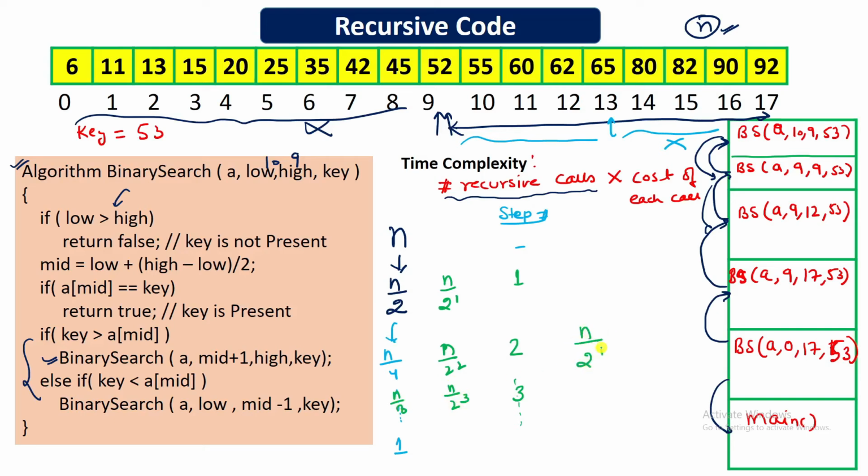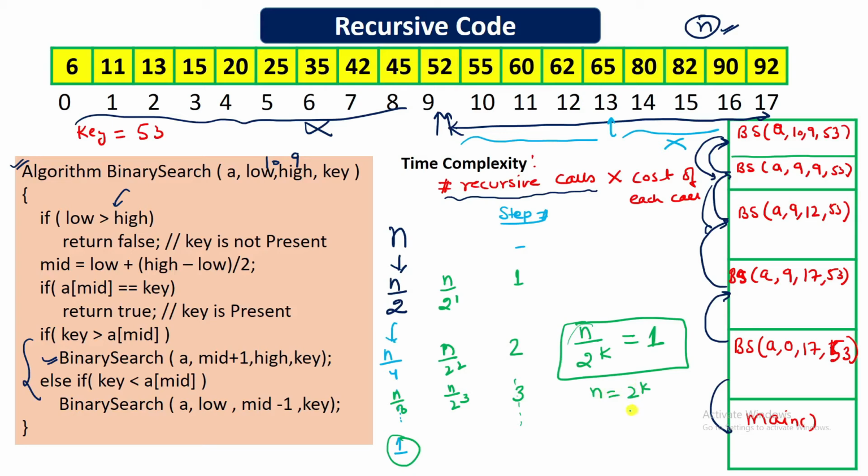This will be n by 2 to the power k. So for this example, let's say k is equal to 3, then we have to check only n by 2 to the power 3 elements, that is n upon 2 to the power k. Now at some point, when this n by 2^k becomes equal to 1, then I will stop my binary search. So using this formula, I will find the value of k.